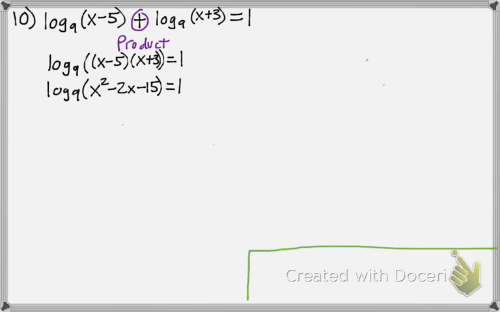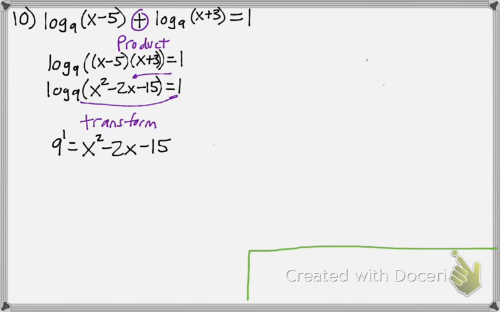And then we want to transform it. And just to kind of talk about this, we do want to transform it anytime you have a logarithm on one side and then something on the other side that's not a logarithm. So that's kind of when we know to do that. So this will be 9 raised to the 1 is equal to x squared minus 2x minus 15.